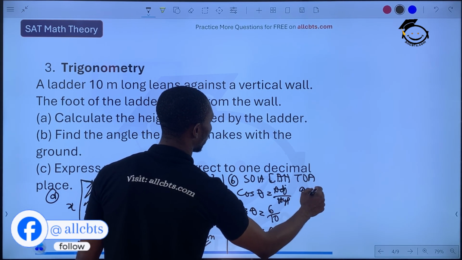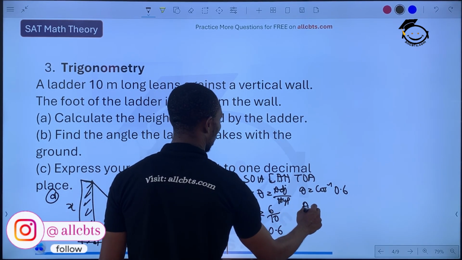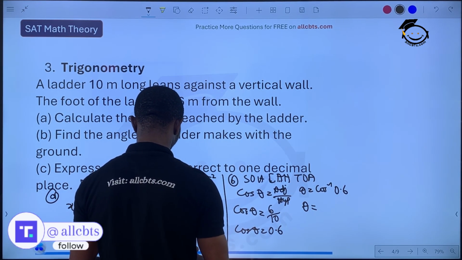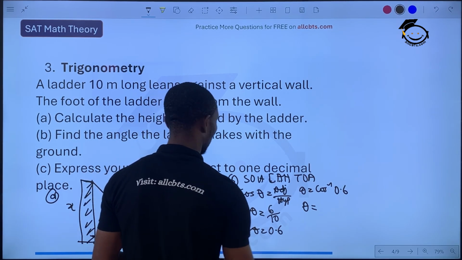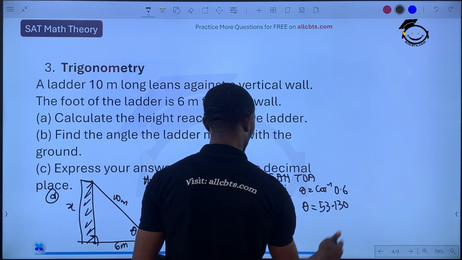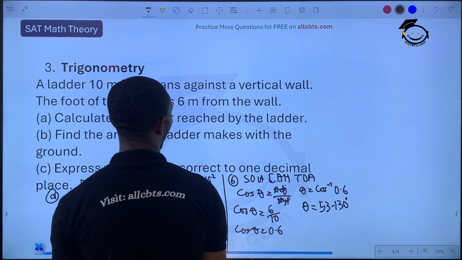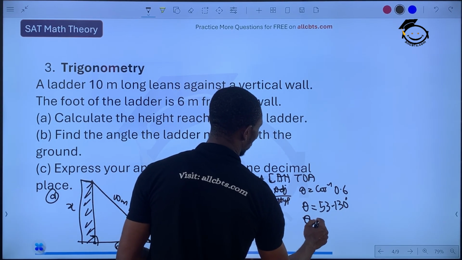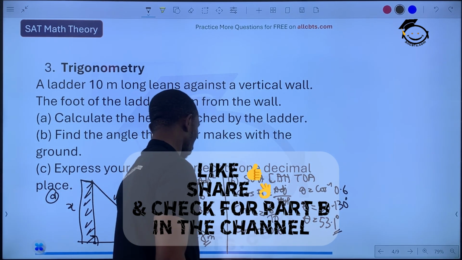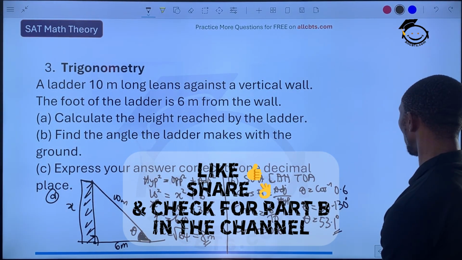So our theta would be cos inverse of 0.6. That gives us 53.130 degrees. Now, it says express your answer correct to 1 decimal place. So our theta will be 53.1 degrees, our angle that the ladder makes with the ground.